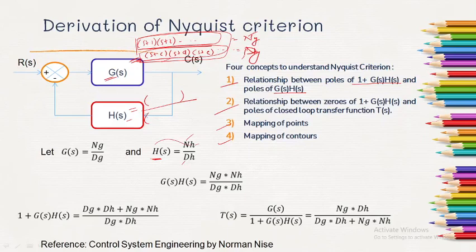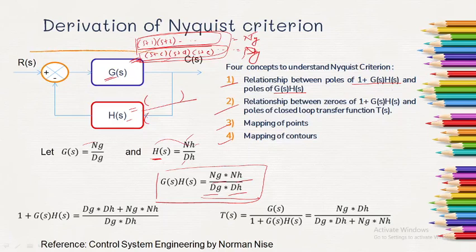Now we want to find out the relation between the poles of 1 plus G(s)H(s) and the poles of G(s)H(s). So what will be G(s) into H(s)? G(s)H(s) means G(s) into H(s), the multiplication of this and this. You can write it as N_G into N_H divided by D_G into D_H. So your G(s)H(s) is equal to N_G N_H divided by D_G D_H.